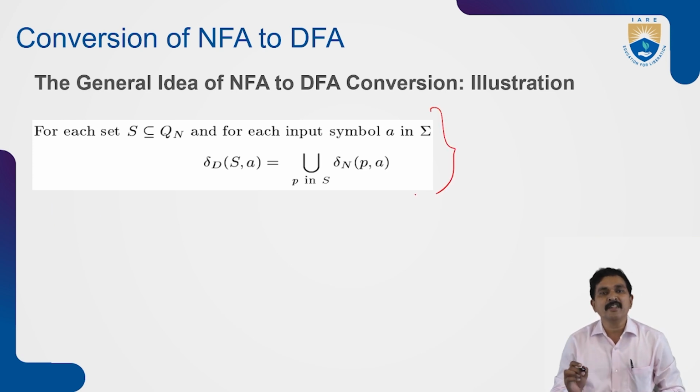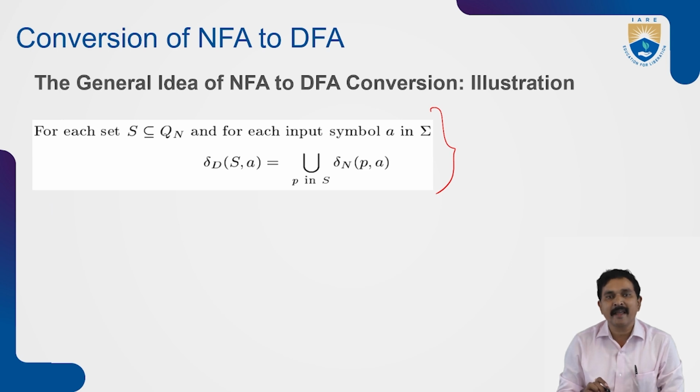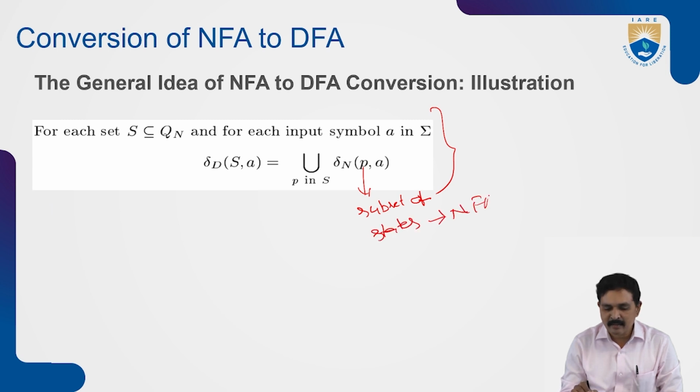How you obtain the resulting states of the DFA diagram has already been shown in the example. You have to find the transition of one particular state on a symbol. Suppose there is a subset in the NFA, Q1 and Q2, and the symbol is A. As per the previous discussion, it is delta of Q1 comma A union delta of Q2 comma A. Here we assume small p is a subset of states in the NFA.